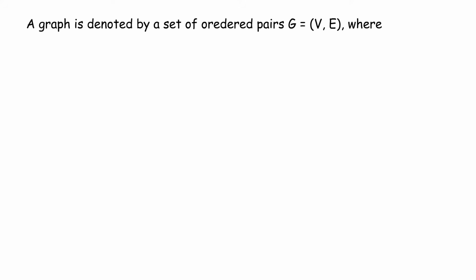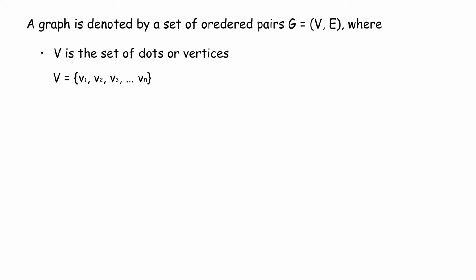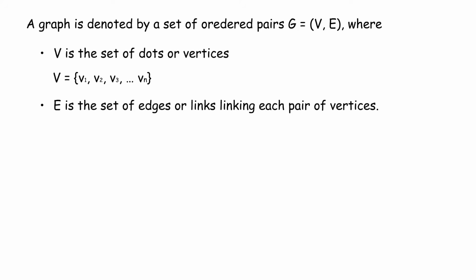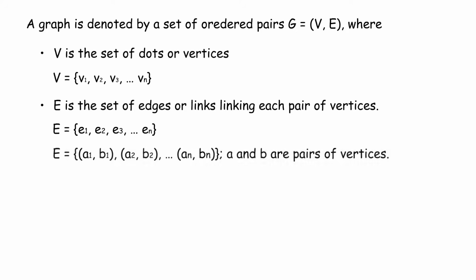A graph is denoted by a set of ordered pairs, G = (V, E), where V is the set of dots, or vertices, V = {V1, V2, V3, ..., Vn}. E is the set of edges, or links, linking each pair of vertices. E = {E1, E2, E3, ..., En}. E = {(A1, B1), (A2, B2), ..., (An, Bn)}. A and B are pairs of vertices.